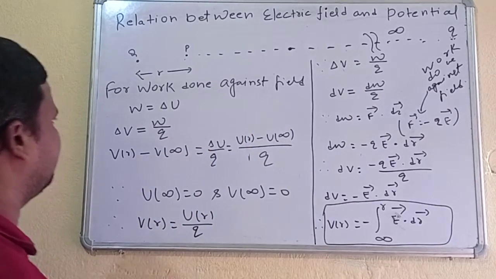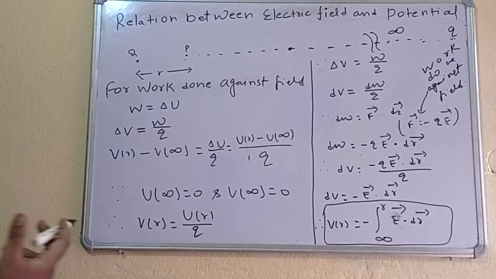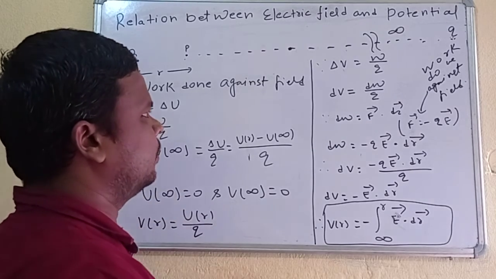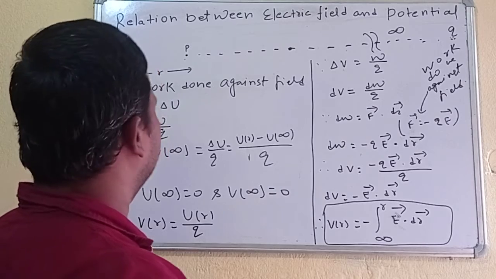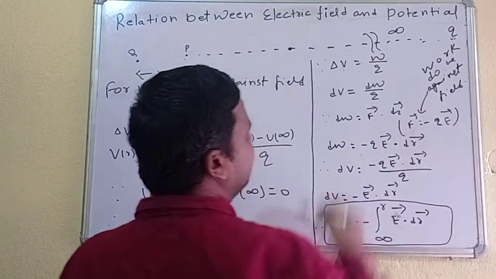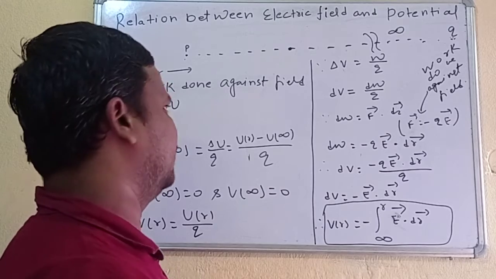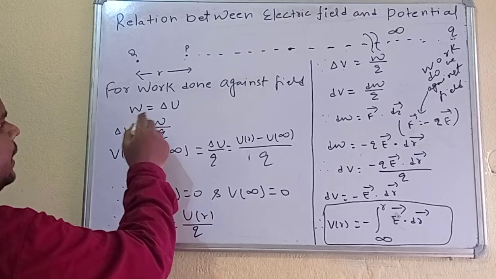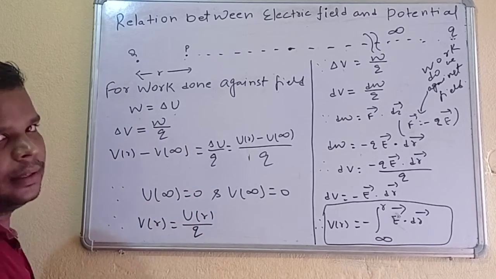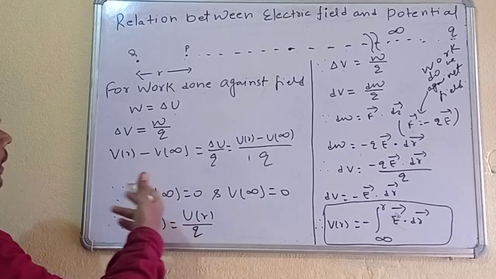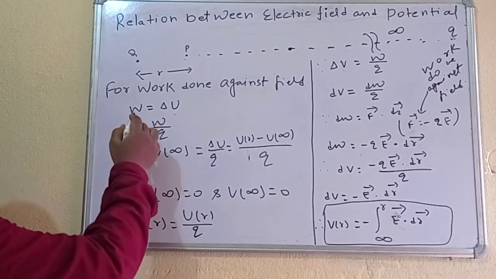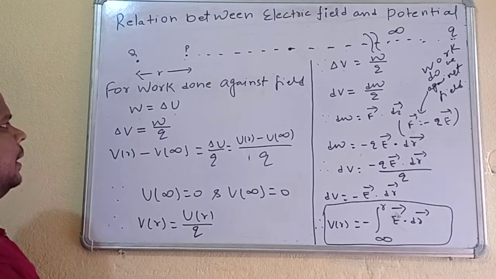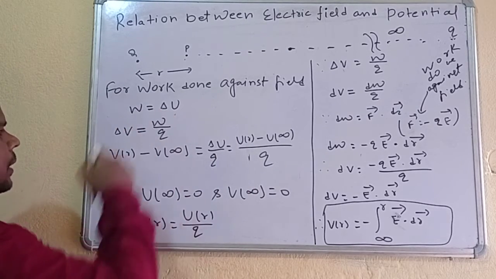So from the definition of potential, one very important thing that must be mentioned here is that the charge is being brought from infinity, so work will be done against the field. For work done against the field, the work done will be the change in potential energy. There will be no minus sign here. If work is done by the field, then we put a minus sign, but here work is done against the field, that's why W equals the change in potential energy.